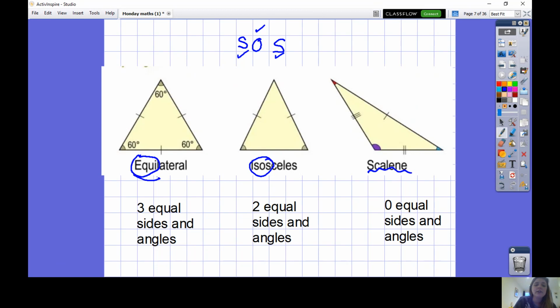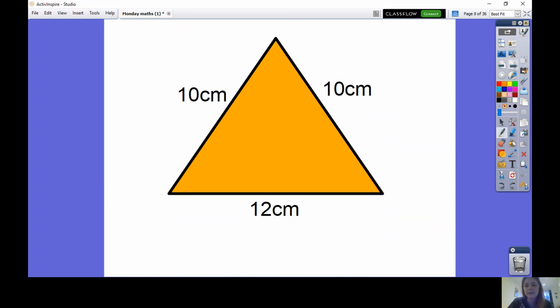So equilateral triangles, 3 equal sides, 3 equal angles. Isosceles triangles, 2 equal sides and 2 equal angles, and a scalene triangle will have all 3 sides different and all 3 angles being different.